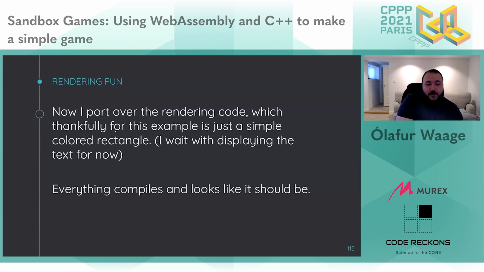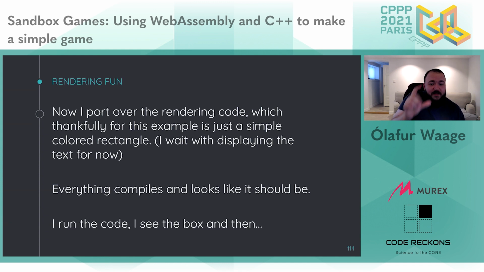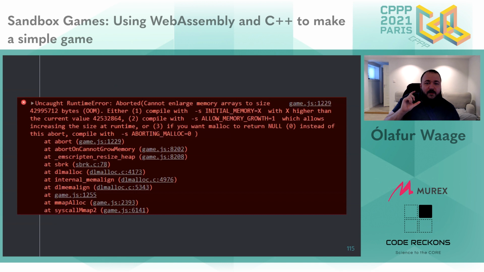And that should work, right? Everything compiles when I do this, and initially, when I open it up, it looks like it should. I run the code, I see the box, but then after a little bit, I get this error. It says it cannot enlarge the memory arrays to a size of a certain number of bytes. I either have to compile with initial memory higher than that size, or compile with allow memory growth 1. So either I say that initial memory within the sandbox is a certain amount, or the memory is allowed to grow. Okay?